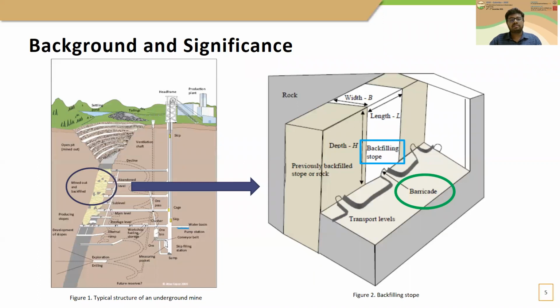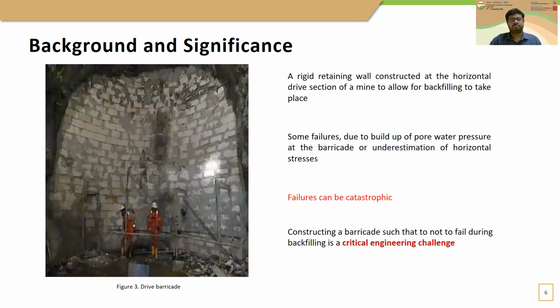Figure 1 shows a typical structure of an underground mine where you can see the mined out stopes have been backfilled and also an enlarged view of a backfilling stope is shown in figure 2. In an underground mine, there are several sublevels along the ore body called horizontal drives connected to the vertical stope, which allow access to mine machinery and other underground services. Prior to backfilling, these horizontal drives must be blocked at suitable locations with rigid retaining walls called barricades.